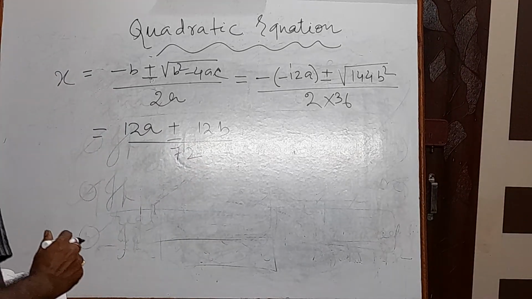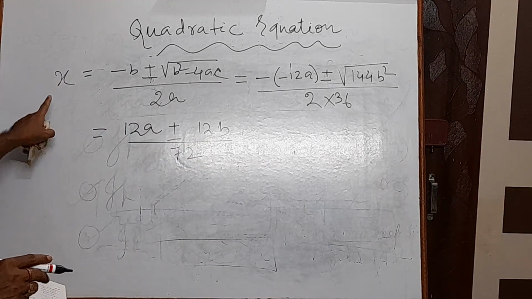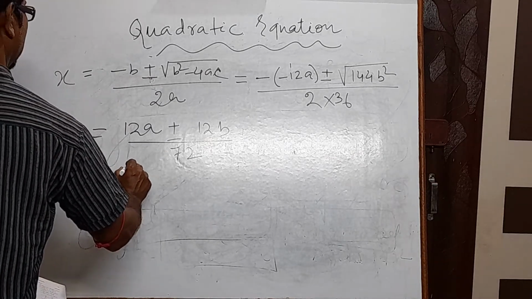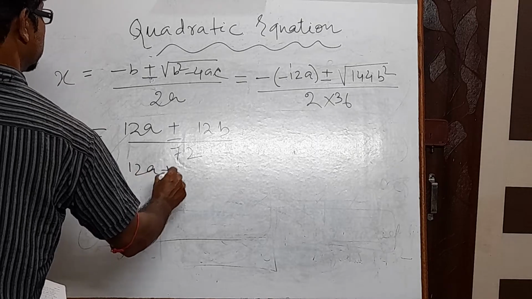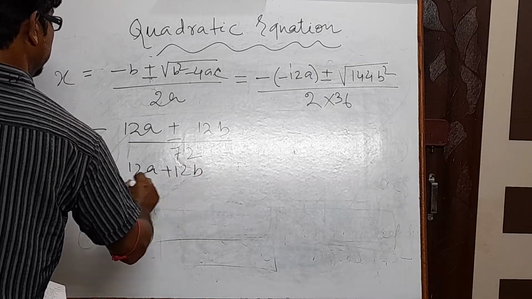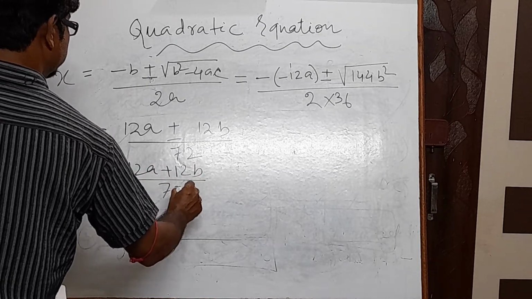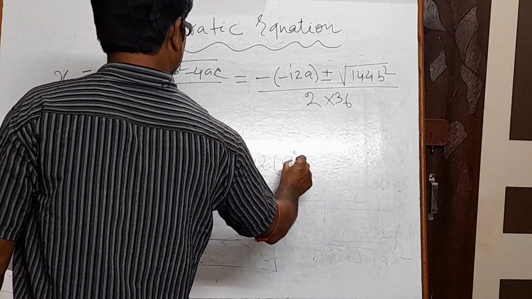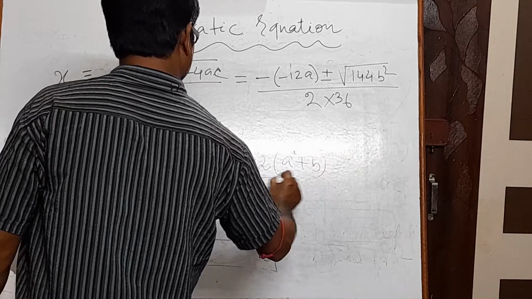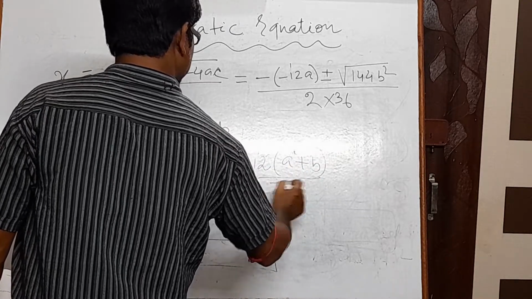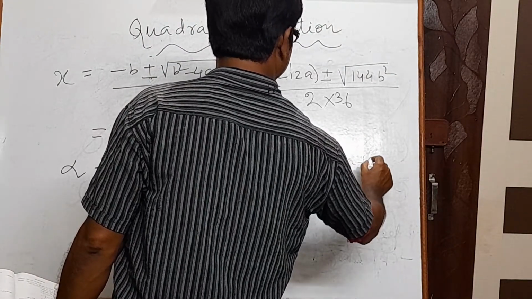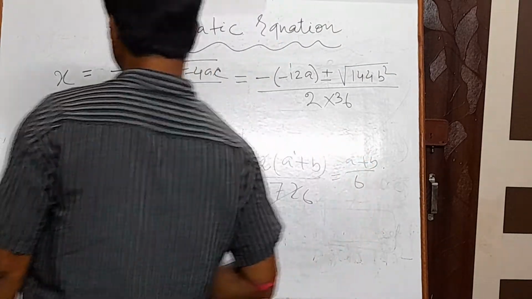Now one by one, I calculate the value of alpha and beta. Alpha is equal to 12a plus 12b by 72. 12 common, a plus b by 72, divided by 6. This is a plus b by 6. This is the value of alpha.